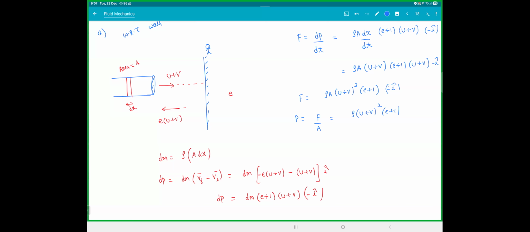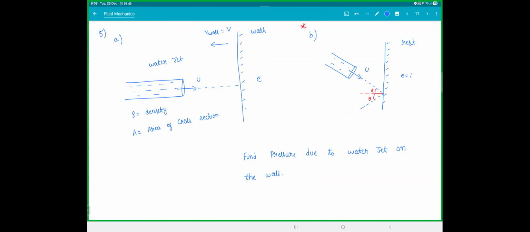All clear with this? Now, since you're doing it in the wall's frame, remember, the wall is still an inertial frame. So whatever force it experiences, the force will not change with the frame. You get the same answer. Now, if you make the wall at rest, v will be 0. If you make e equal to 1, then it will be perfectly reflecting. If e is 0, it will stop. So there you get all the cases.